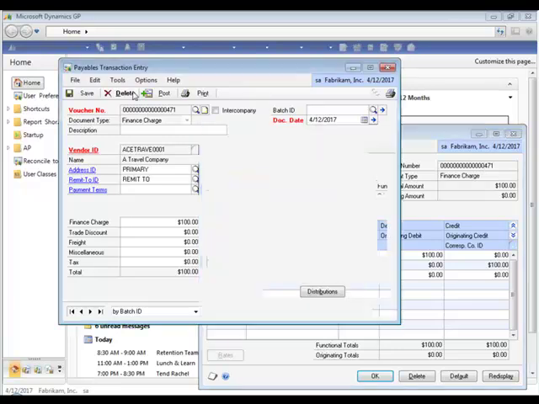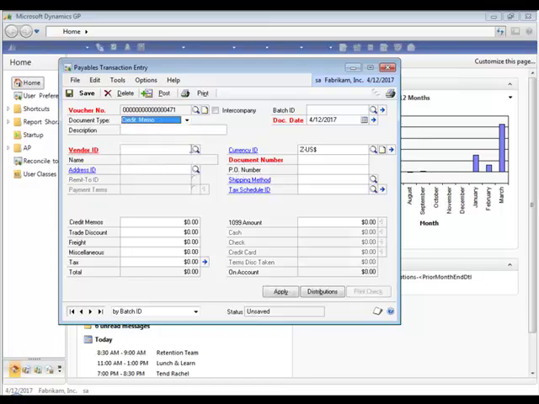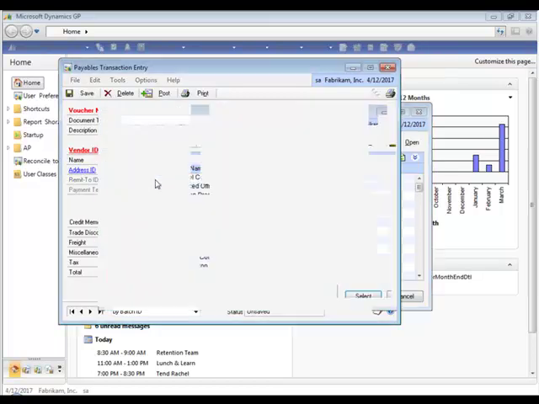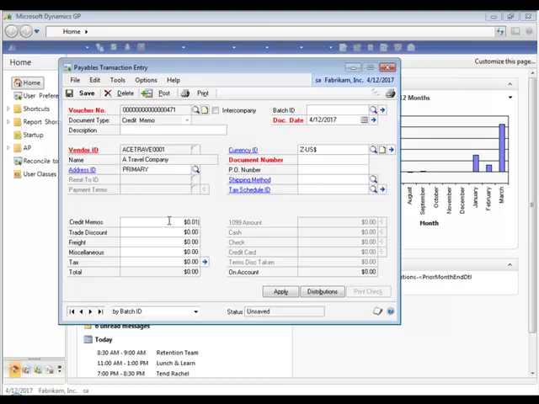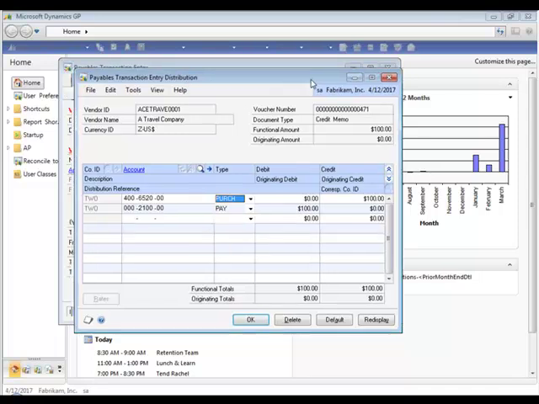Let's clear this and look at a credit memo. So a credit memo, when we put in an amount for that, it's now a credit memo. And the nice thing about credit memos is that they are credits, first of all. So it's not going in as a debit. And it is going as a purchase type. So it's not a credit memo type, but it's a purchase type with a credit amount. So sometimes they flip back and forth. It depends on what type it is.